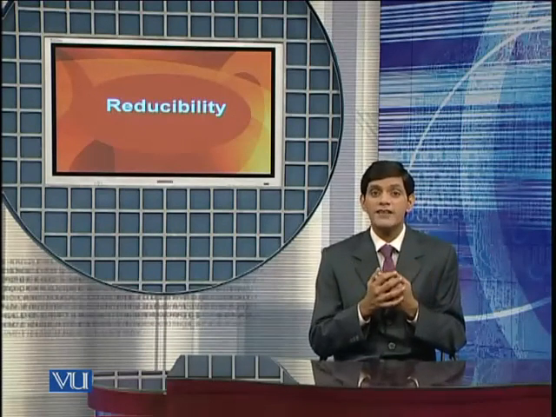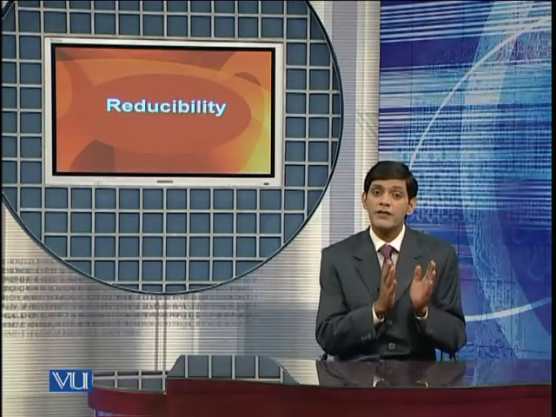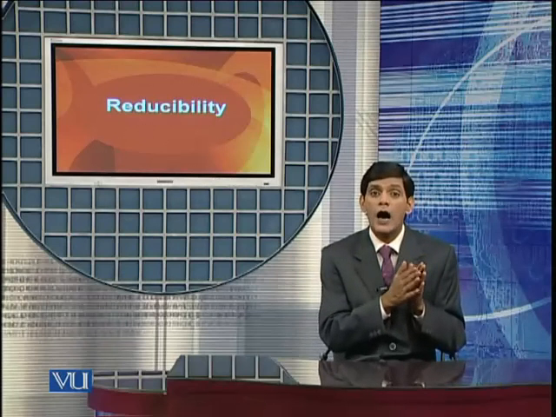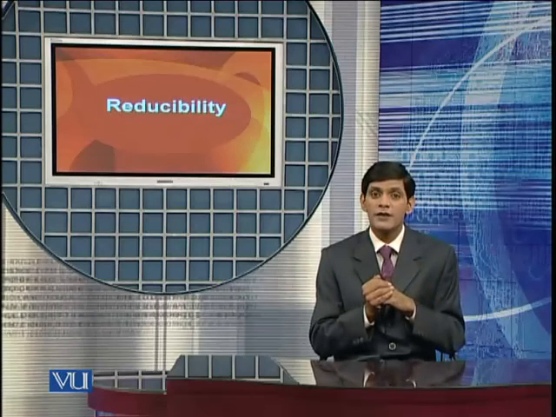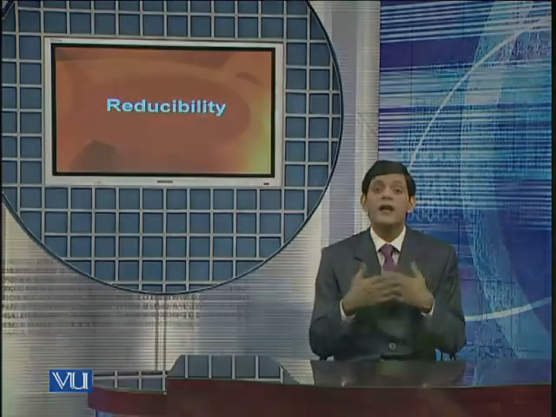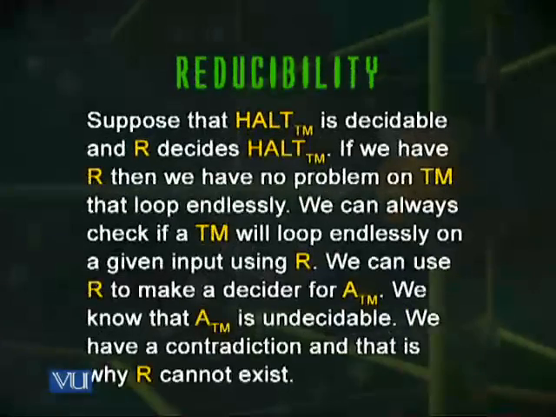If such a Turing machine existed, that would be very useful, because if we run a program on certain data and we are not sure if our program has bugs in it or may run into an endless loop, we could run R on our program and data and find out if our program will halt. Of course, such a program doesn't exist, and that's exactly what we are trying to prove. So let's go on with the proof. Suppose if we had R, we would have no problem with our programs running endlessly. We could always check if they would. We can use R to make a decider for ATM.